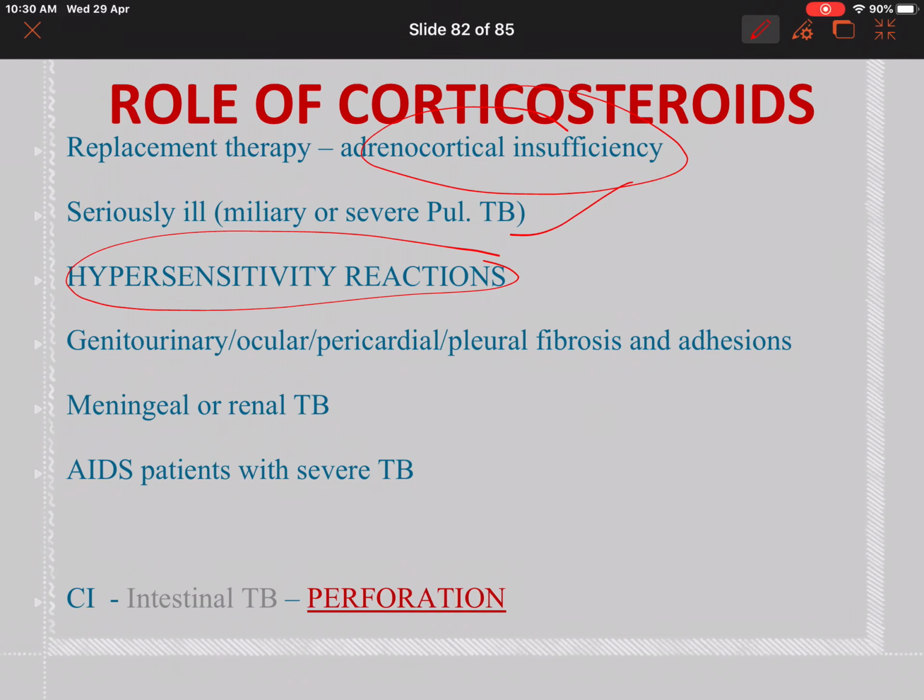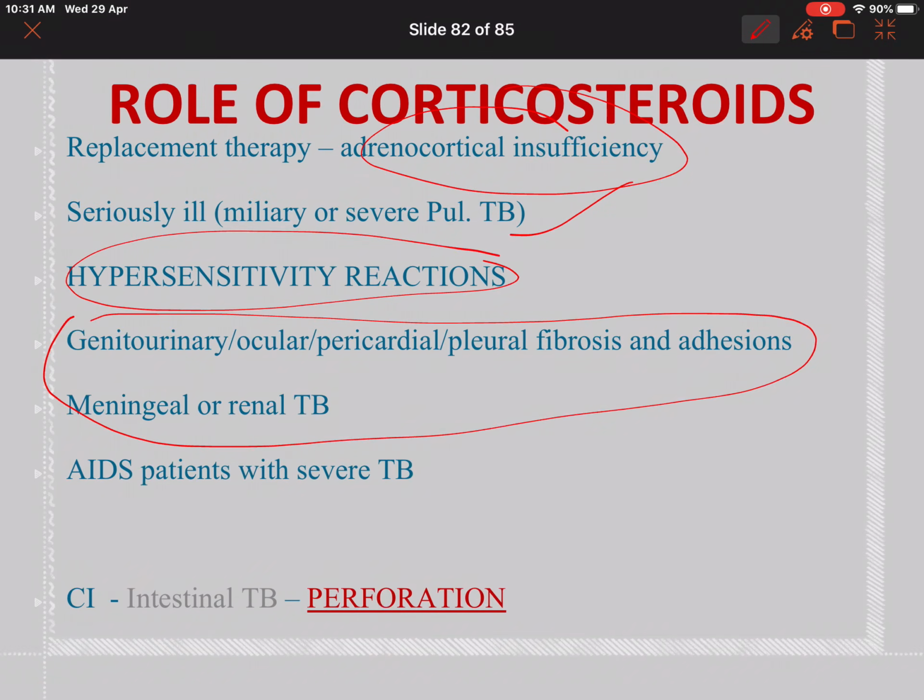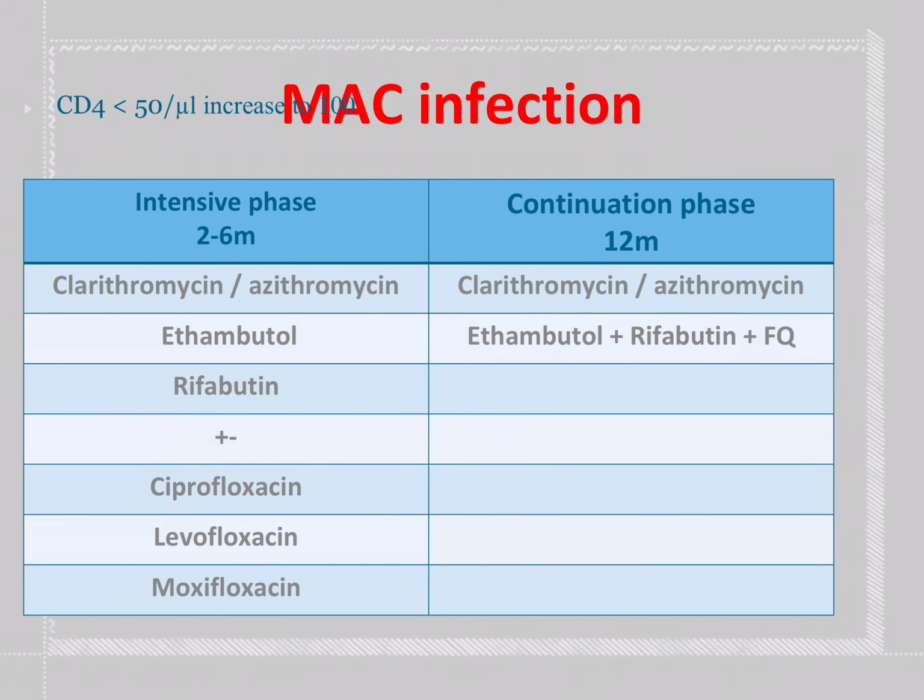It's also used in patients where there is visceral involvement, like genitourinary, ocular, pericardial, pulmonary, pleural fibrosis, meningeal TB, renal TB. This prevents adhesion formation. Because of the inflammation, there will be adhesion formations. So to prevent these adhesions and strictures, we use corticosteroids. But it is contraindicated in intestinal TB where it can cause perforation.